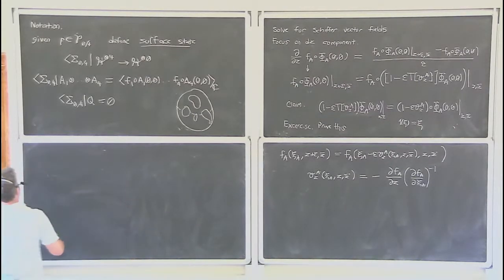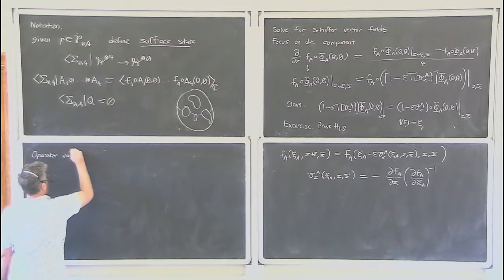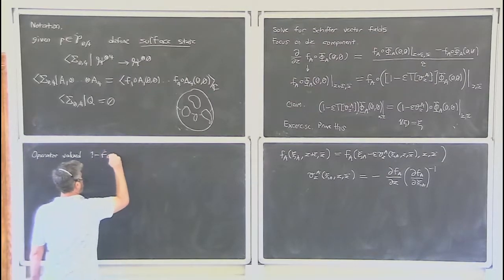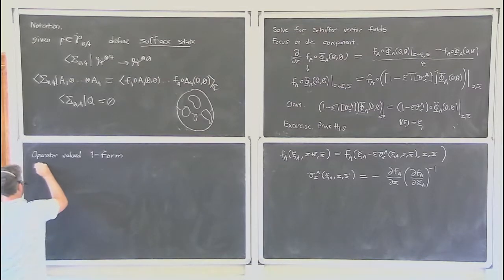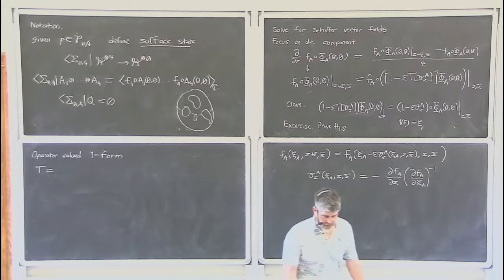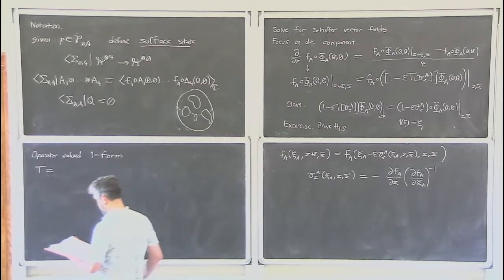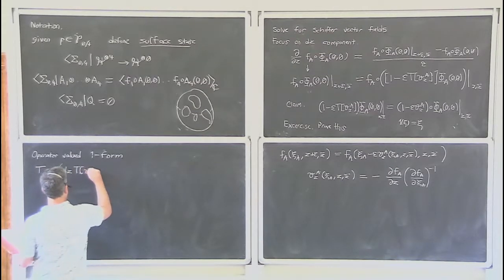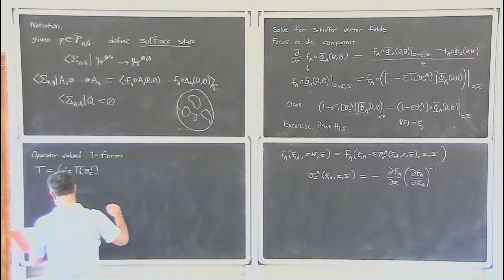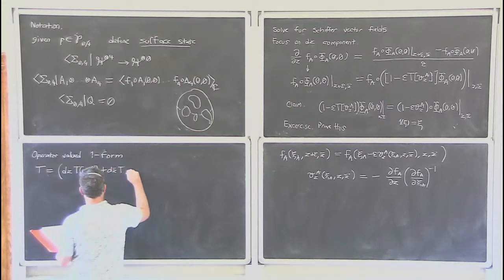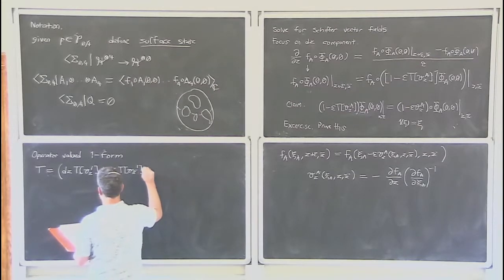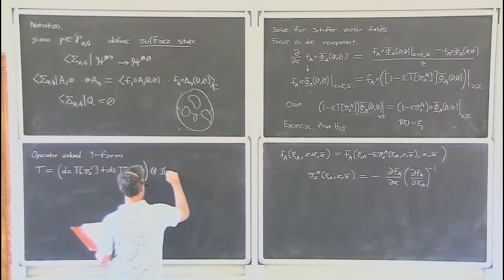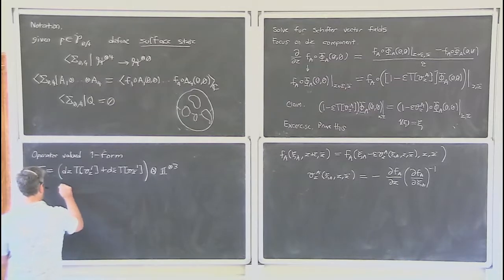So the next bit of notation is introducing an operator valued one form on the moduli space, which I will just write as T. This thing is basically the energy momentum tensor times the basis one forms in the moduli space. Basically it's dz T of v_z1 plus dz bar T of v_z bar 1, tensor 1, tensor 3, and then plus, etc.